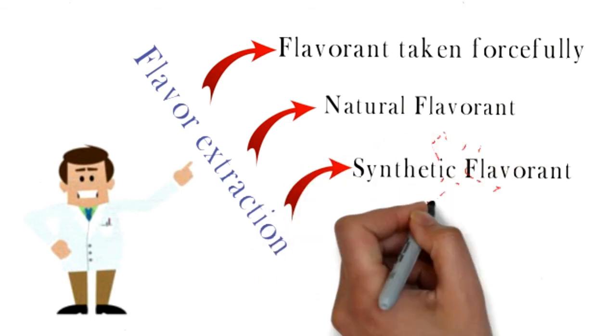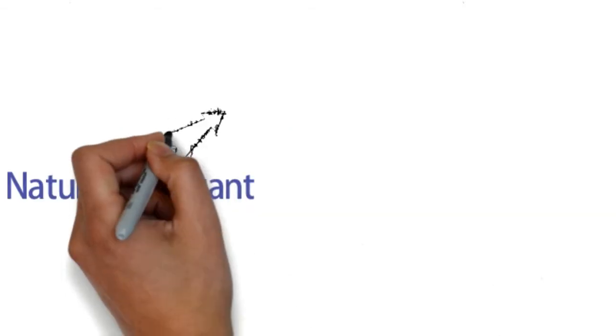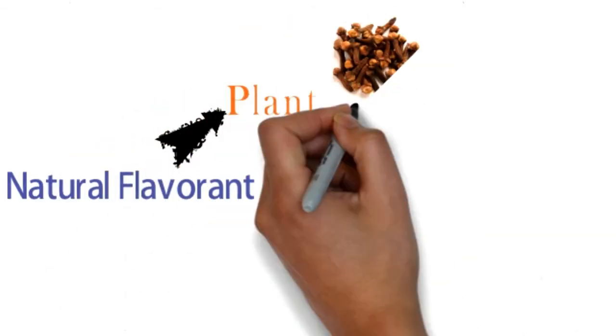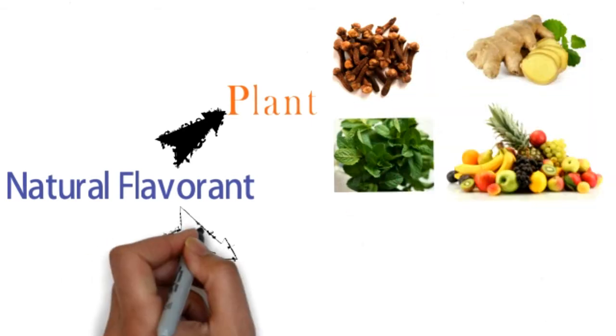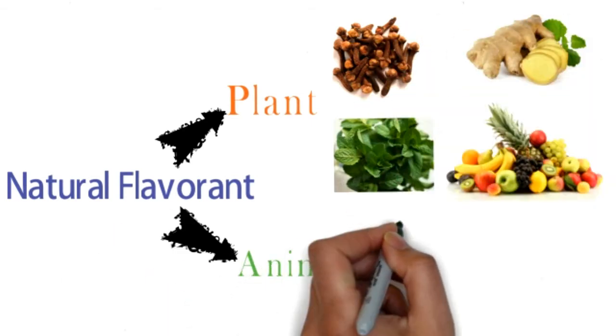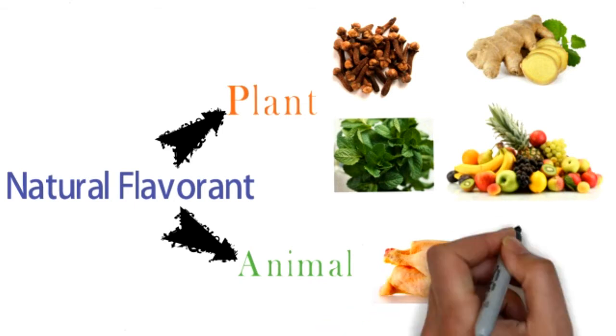The natural flavorants are usually extracted from plant-based ingredients consisting of leaves, roots, bark, buds, and many more. And also animal-based, which consists of meat, poultry, eggs, dairy products, and many more.